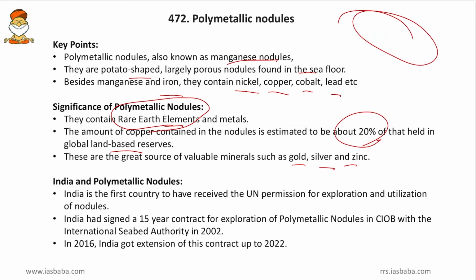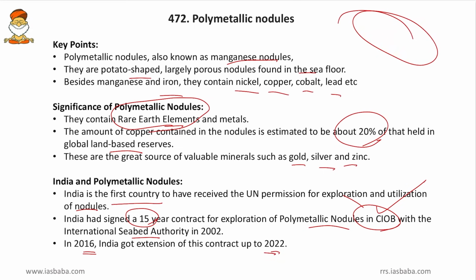Now coming to India and polymetallic nodules. Friends, India is the first country to have received the UN permission for exploration and utilization of these polymetallic nodules, and India had signed a 15-year contract for the exploration of these polymetallic nodules in the Central Indian Ocean Basin. So this Central Indian Ocean Basin is worth remembering, and this was signed with the International Seabed Authority in 2002. And in 2016, this 15-year agreement was finished and India got an extension of this contract up to 2022. So this is the status of the agreement right now.